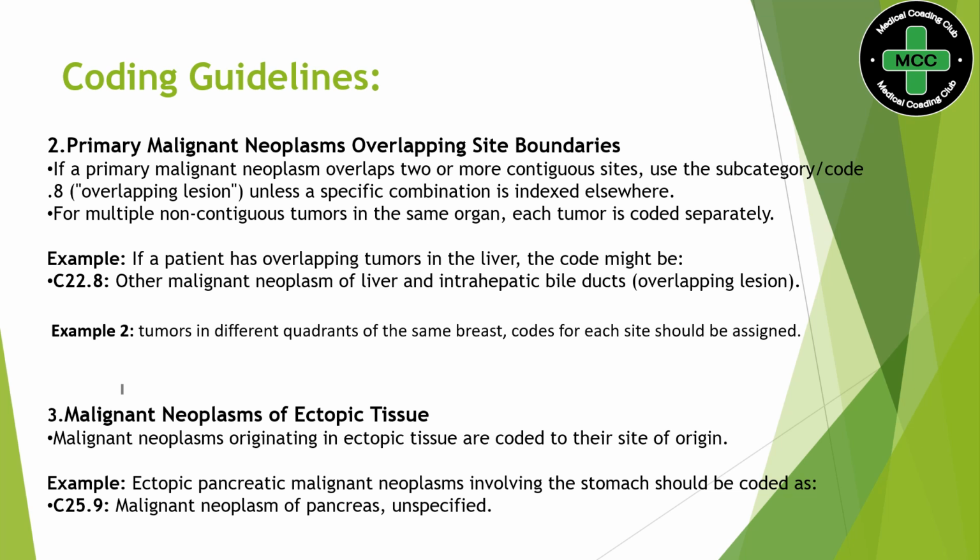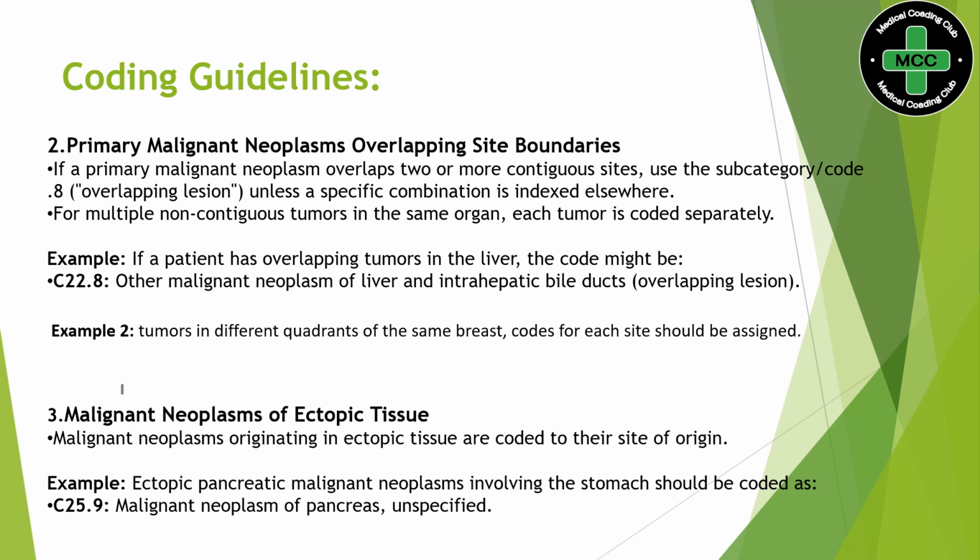And one more guideline: for multiple non-contiguous tumors in the same organ, each tumor is coded separately. So if a patient has two non-contiguous tumors in the breast, for example in different quadrants, one tumor in the right upper quadrant and one in the right lower quadrant, I have to assign two different codes according to the quadrants. One code for the upper quadrant, and one more code for the lower quadrant.